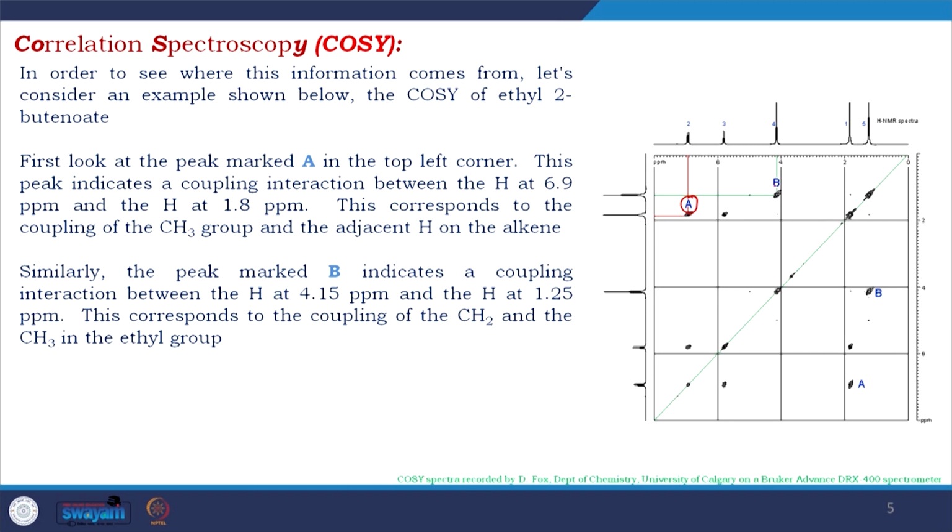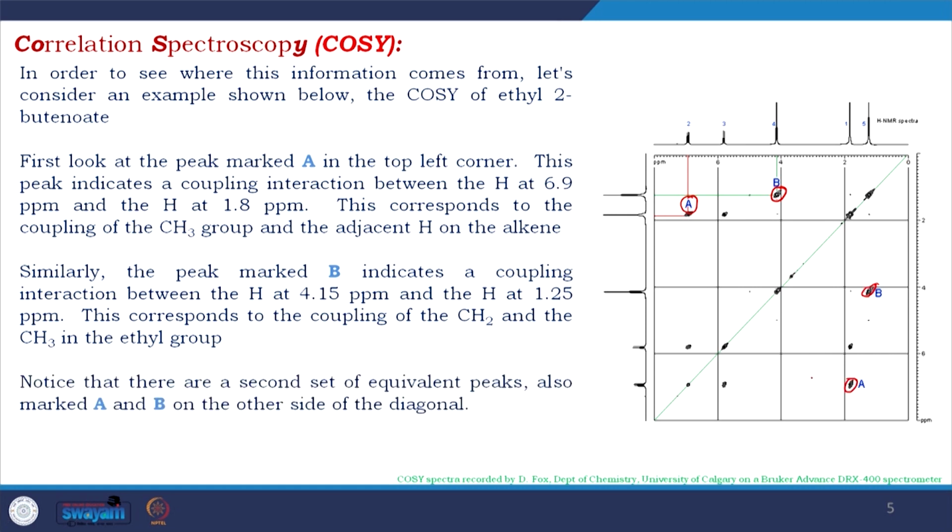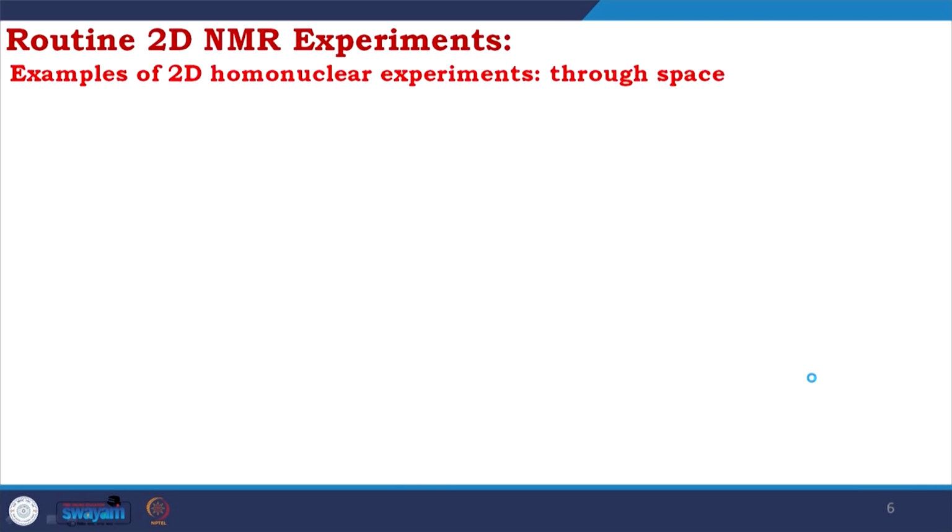So, you see here another peak. Very interestingly, if you see the diagonal in the symmetry, you will get another B peak as well as another A peak. Notice that there is a second set of equivalent peaks, also marked A and B, on the other side of the diagonal. Example of other 2D homonuclear experiments which are through space.